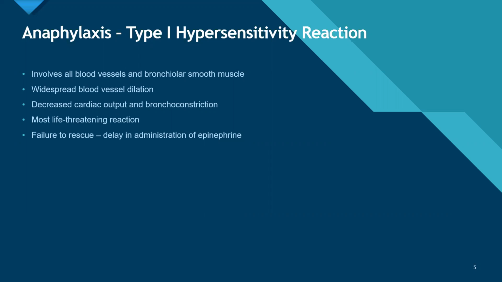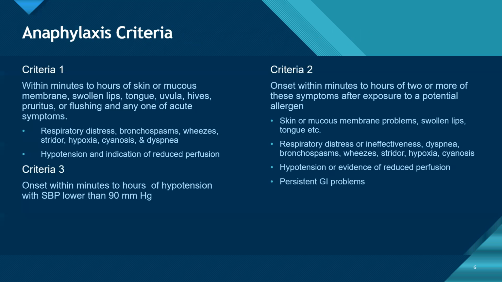Widespread blood vessel dilation, so pooling of blood. The cardiac output decreases, but they have bronchoconstriction. So smooth muscle dilation, and bronchoconstriction. It's the most life-threatening reaction, as we know. So criteria 1, 2, and 3, and really, like I think I told you guys if you were in office hours with me, these are really hard to differentiate.